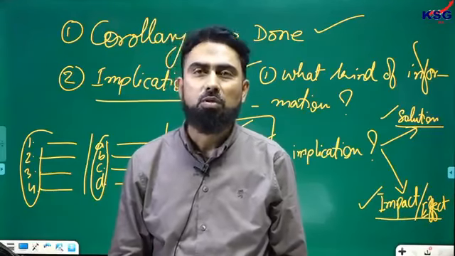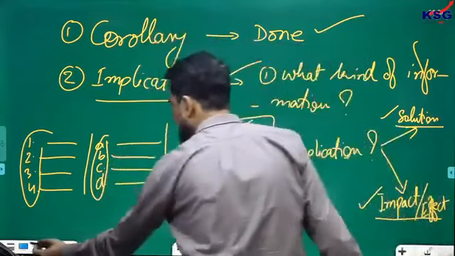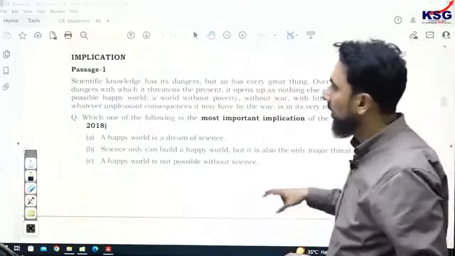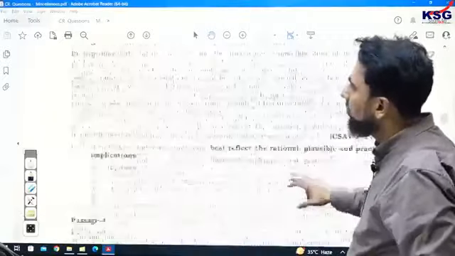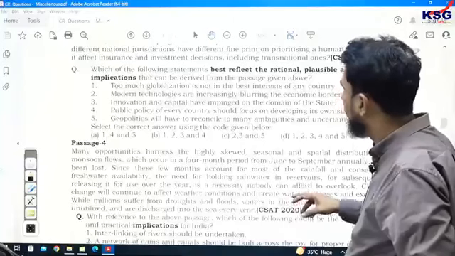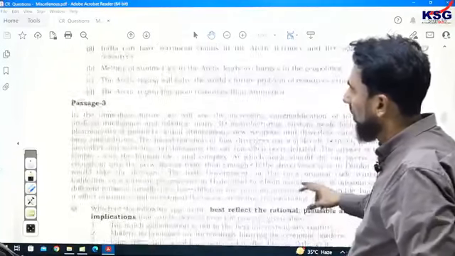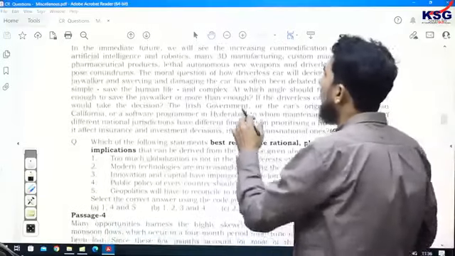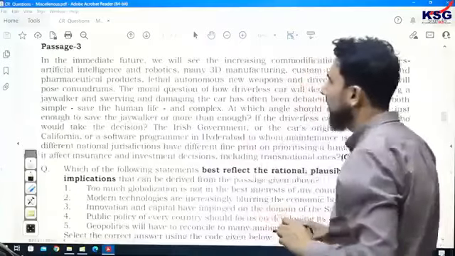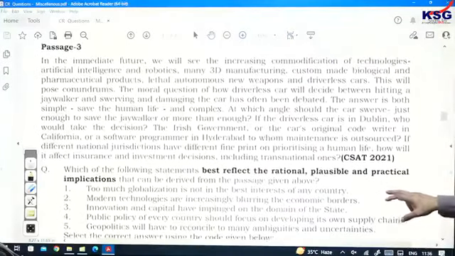Now we should go to the practice questions. Major part in CSAT is the practice. So in the implication section, I first show you a question of multi-statements. This passage on your screen was asked in the year 2021. Yes, and we will solve it together. This is passage number 3.